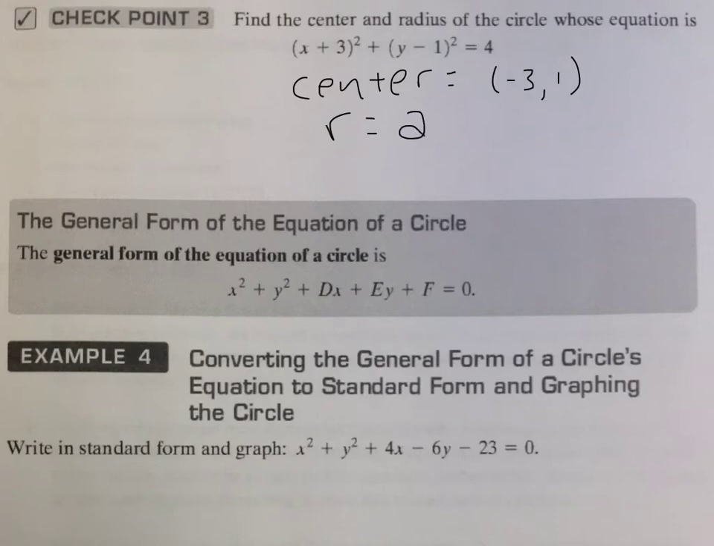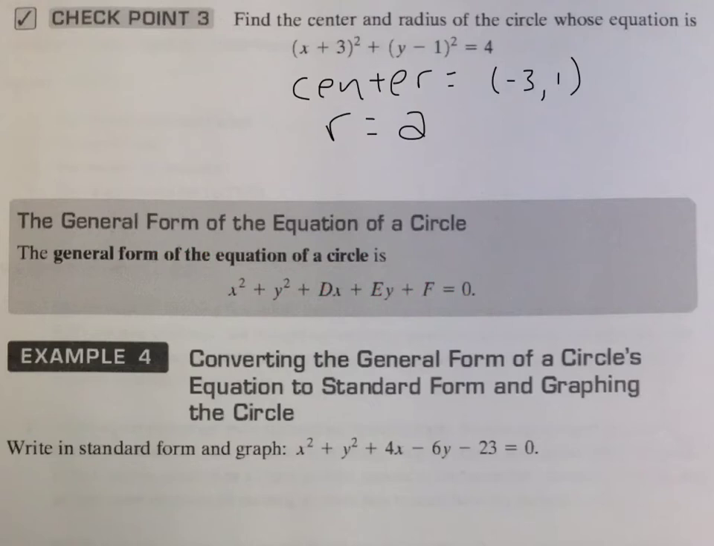Okay, so we have the standard form. The standard form of the equation is the equation that we talked about: (x − h)² + (y − k)² = r². And then you also have a general form. The general form of the equation of a circle is x² + y² + dx + ey + f = 0. Now d, e, and f are just regular numbers. They could be positive, they could be negative.